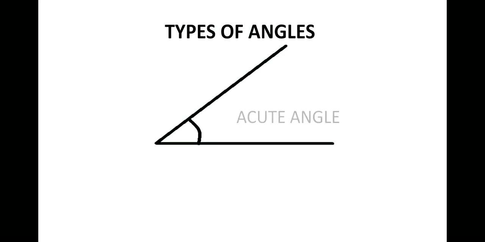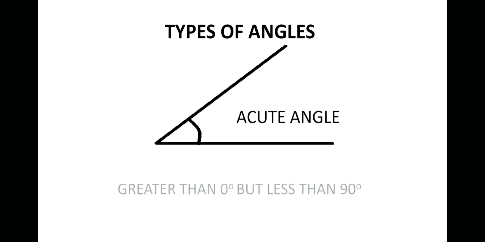So there are different types of angles. Firstly, if there is a line and an angle is formed, this kind of angle is called an acute angle, which is greater than 0 degrees but less than 90 degrees.